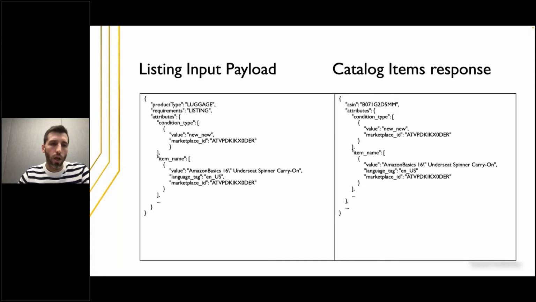In this case, on the listings input payload, we have an example for the luggage category that we were seeing before. There is a list of attributes that we included, just some of them, like condition type in this case, item name, and the values for them. You can see that in the catalog items response, the information under attributes looks exactly the same as the input payload for the listings item API on the left. And this is what we meant when we were saying that the response from the catalog items API can be used right away in the listings item API.